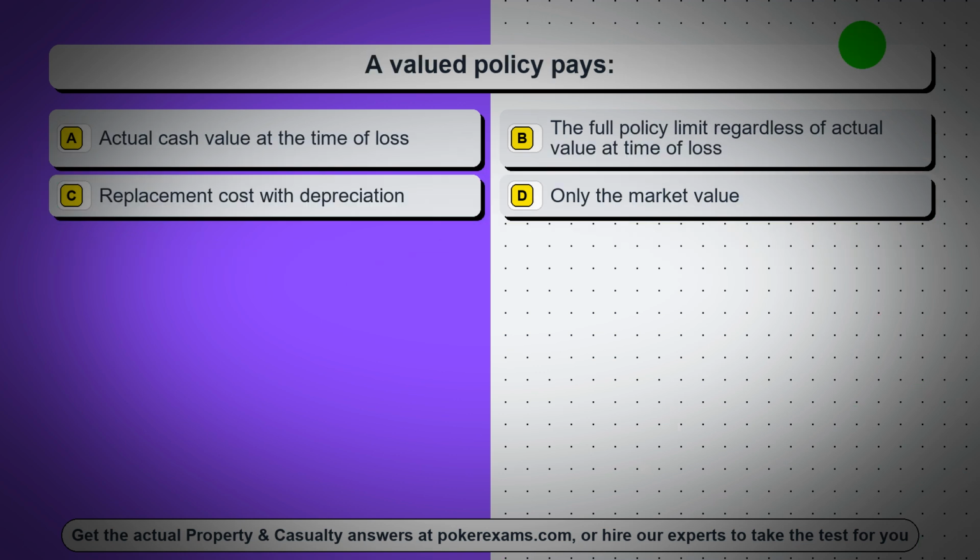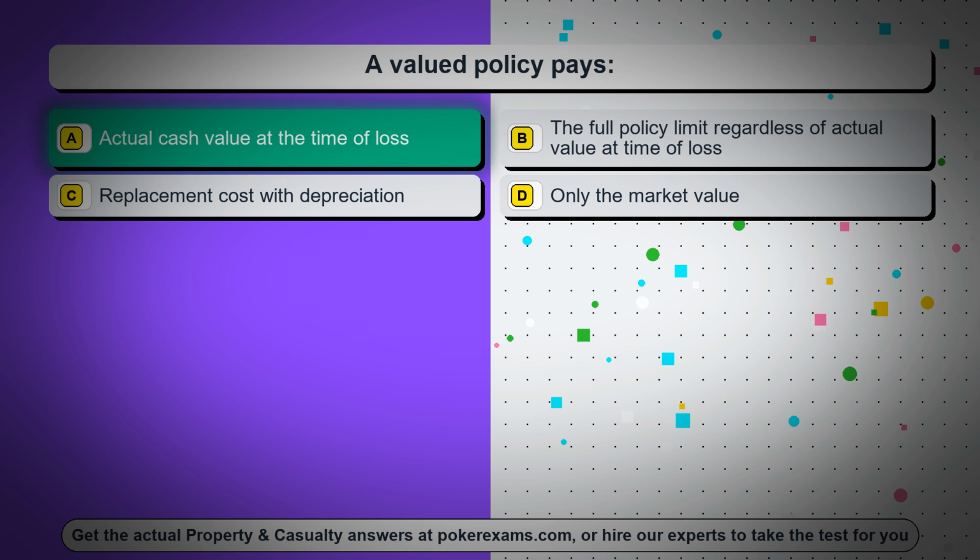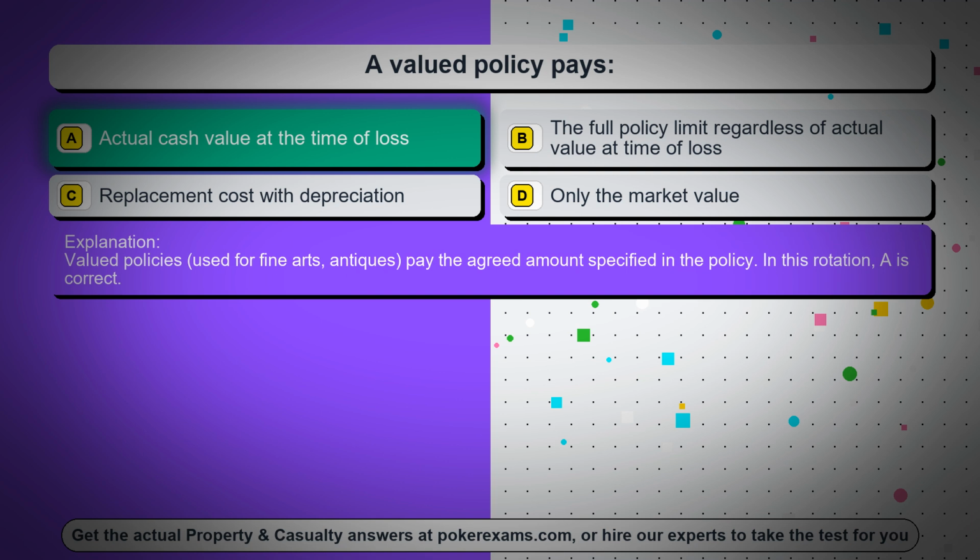Question 4. A valued policy pays: Option A, Actual cash value at the time of loss. Option B, The full policy limit regardless of actual value at time of loss. Option C, Replacement cost with depreciation. Option D, Only the market value. The correct answer is option A. Actual cash value at the time of loss. Valued policies, used for fine arts, antiques, pay the agreed amount specified in the policy. In this rotation, A is correct.